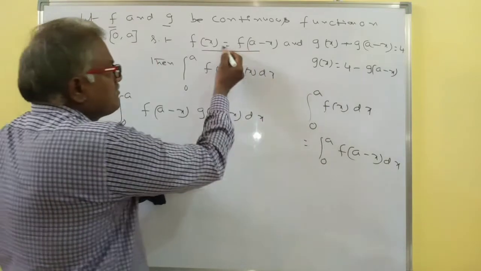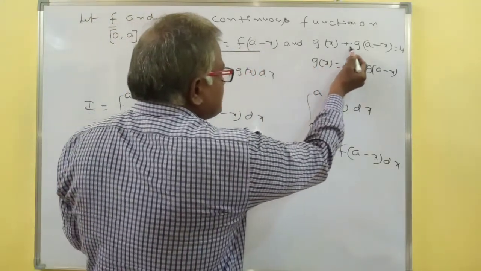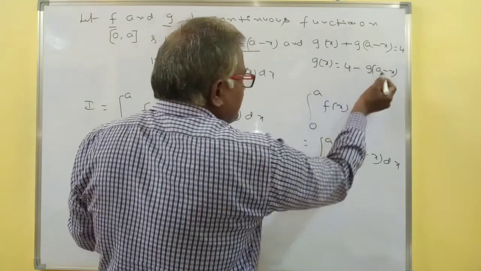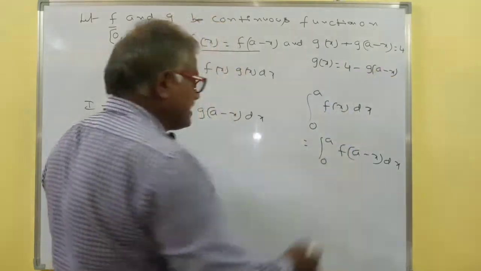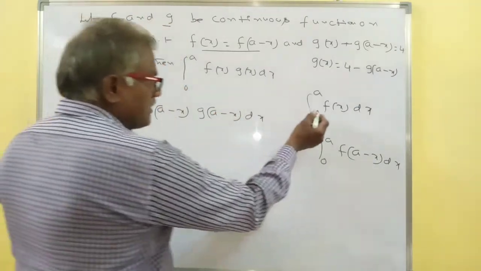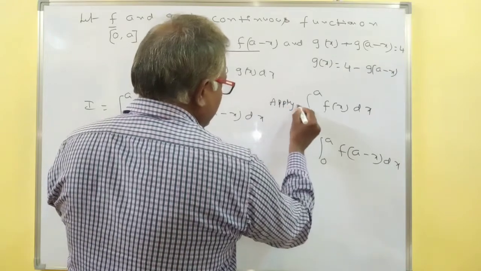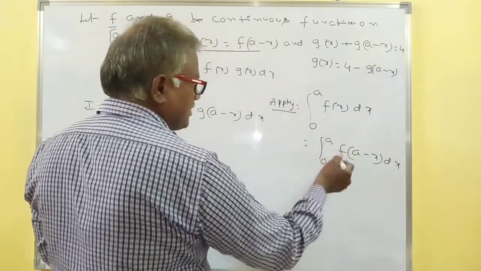Here given one is f of x is equal to f of a minus x, and g of x plus g of a minus x is equal to 4. That means g of a minus x is there. So that's why what we have to do is simply apply this property. Okay, apply this property. Okay.